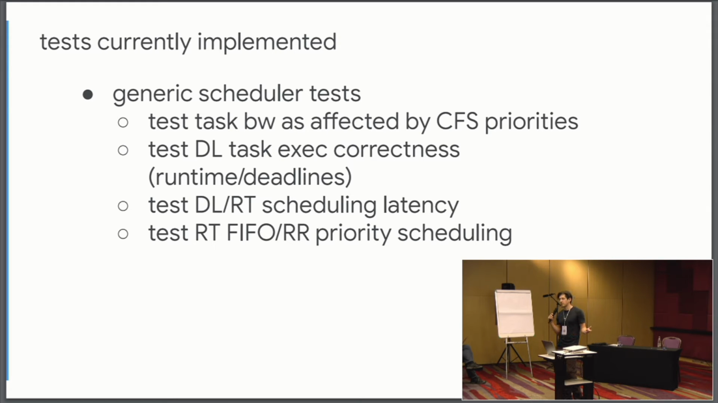I didn't see anything for this in the real-time test suite. I'm sure there's got to be something like this out there somewhere, but I didn't see it. Scheduling latency: there is a test in the real-time suite for RT, but not for deadline, that I saw. And then the correct priority scheduling for both FIFO and round-robin RT tasks.